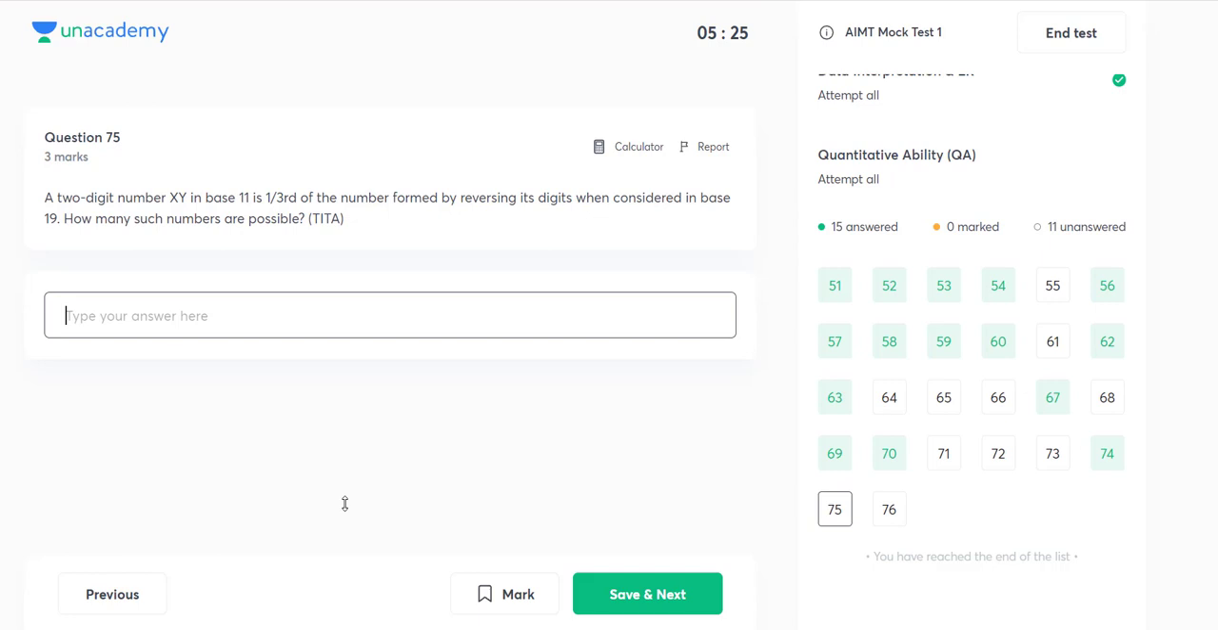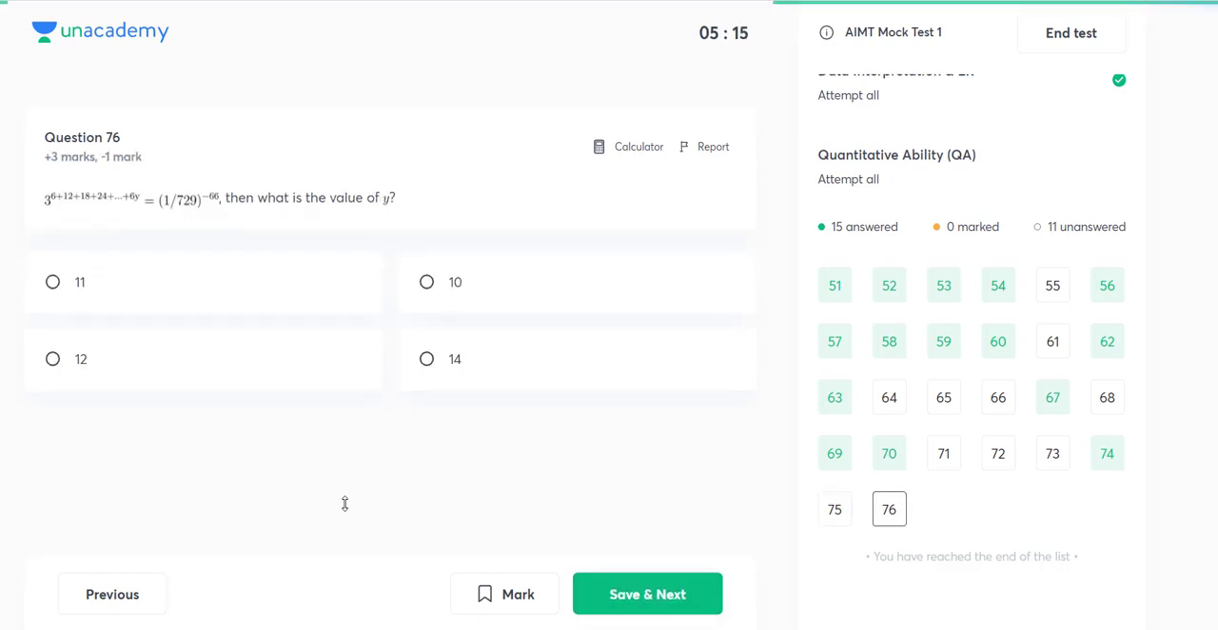A two-digit number xy in base 11 is 1/3 of the number formed by reversing its digits considered in base 19. How many such numbers are possible? Let's ignore it. Over here, 3 to the power of 6 plus 12 plus 24 till plus 6y is equal to... what is the value of y? Let's try to solve this question.